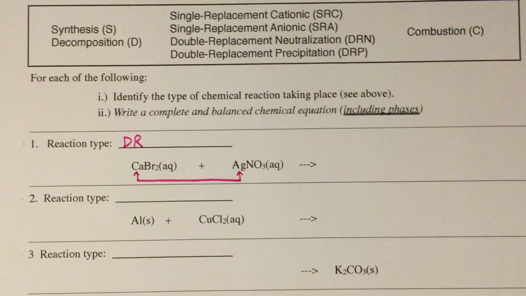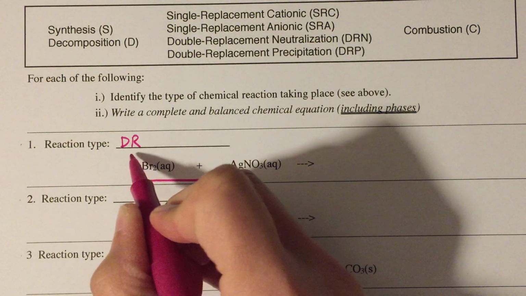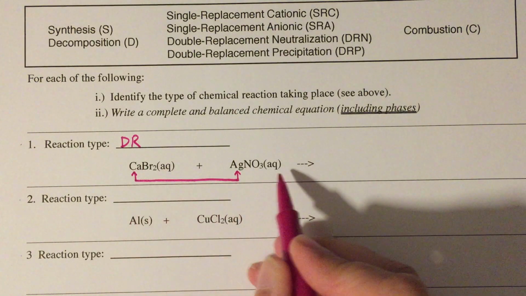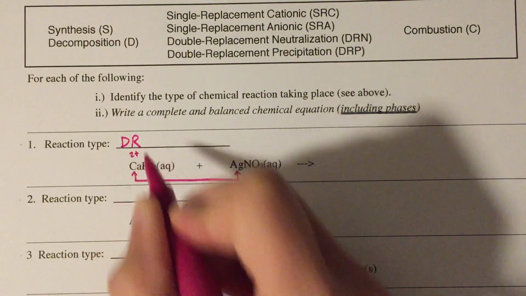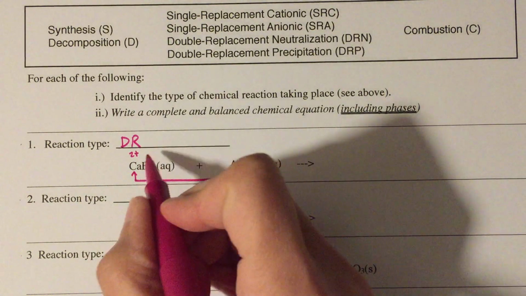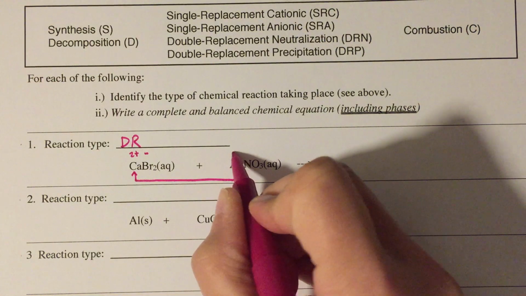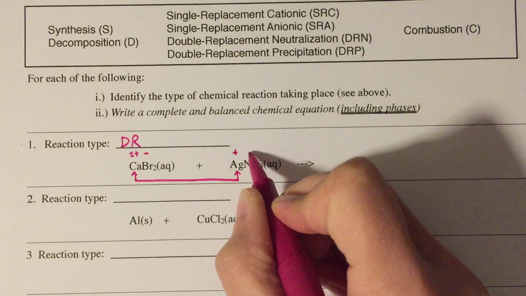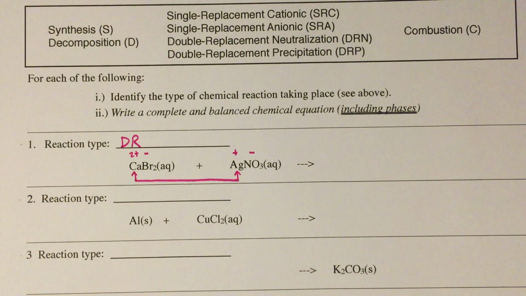The tricky thing is you need to think about your charges. You can do this if it helps you, but you need to think about what the individual charges are of all of these ions. So calcium I know is a positive 2 charge, 2 plus. Bromide I know is a negative 1 charge. Silver is a positive 1, and nitrate is a negative 1. And remember that those can all be found on your ions list. So I need to remember those when I come over here to write the products.